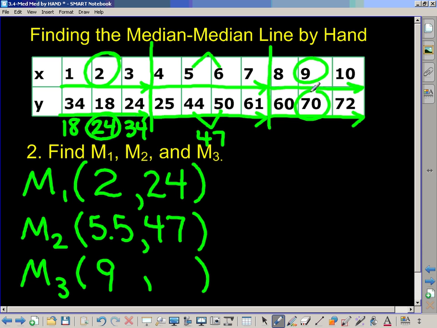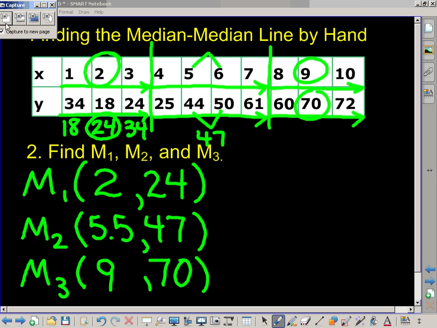Let's move on. So we have 70, the middle y coordinate, and we're good. We have M1, M2, and M3. On the graph, if you plotted these points, you would see that M1 would be a point in the middle of the first 3 points, and if you looked at the scatter plot, M2 would be a point in the middle of the middle 4 points, and M3 would be a point in the middle of the last group of points. Okay, moving on. We're going to use M1, M2, and M3 in order to do the next step. I'll show you the next step in a moment.